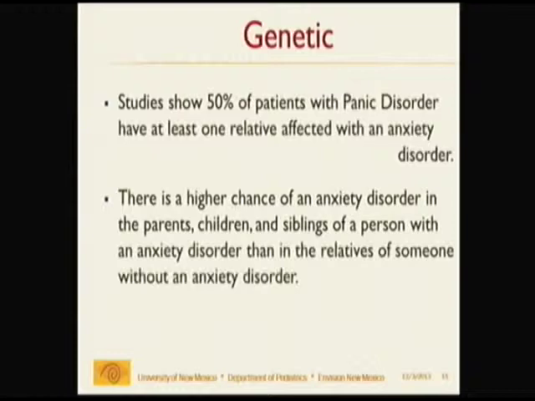Then there are the genetic etiologic factors. So 50% of patients with panic disorder have at least one relative affected with an anxiety disorder. So it can repeatedly show up in families. There's a higher chance of an anxiety disorder in the parents, children, and siblings of a person with an anxiety disorder than in the relatives of somebody without. So there's a strong genetic component.